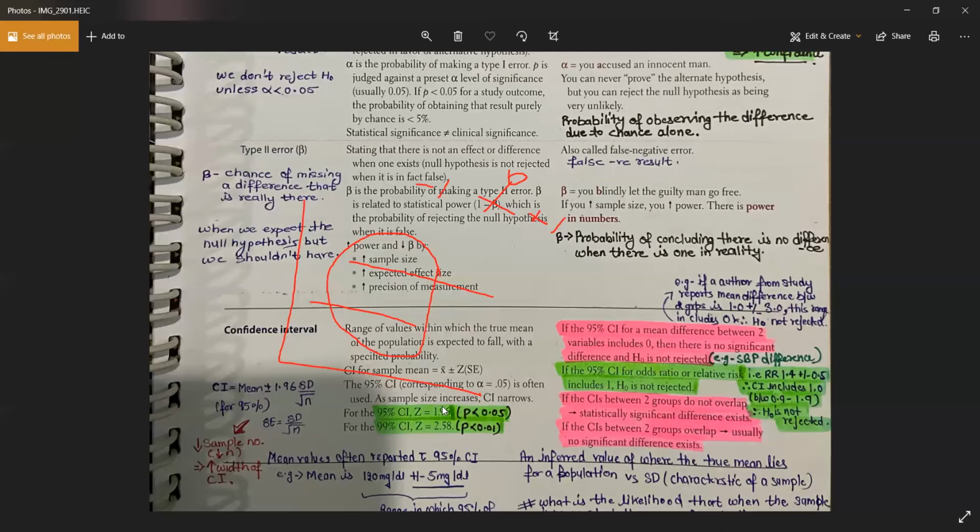To increase the confidence, we need to lower the value? No. See, let me show you this. Let us suppose initially you have a sample size of 100.